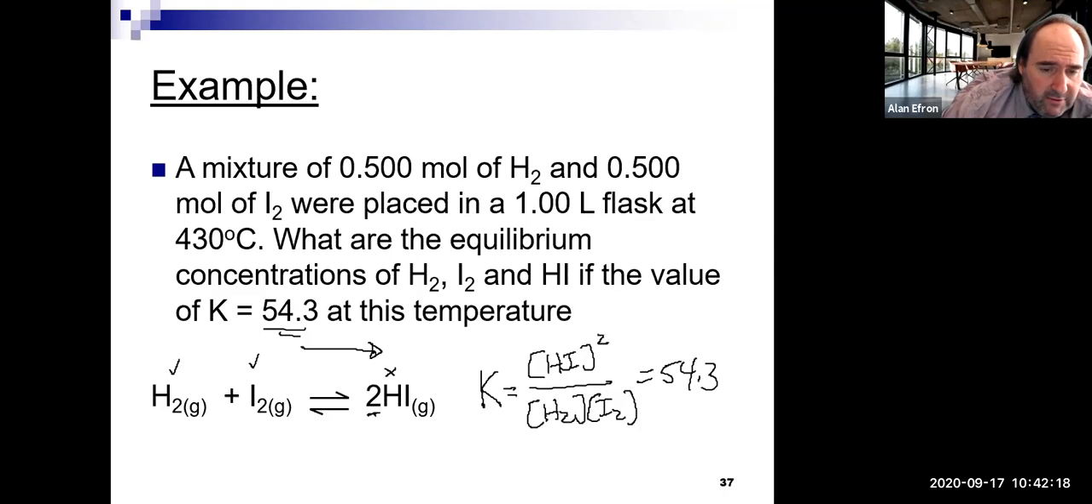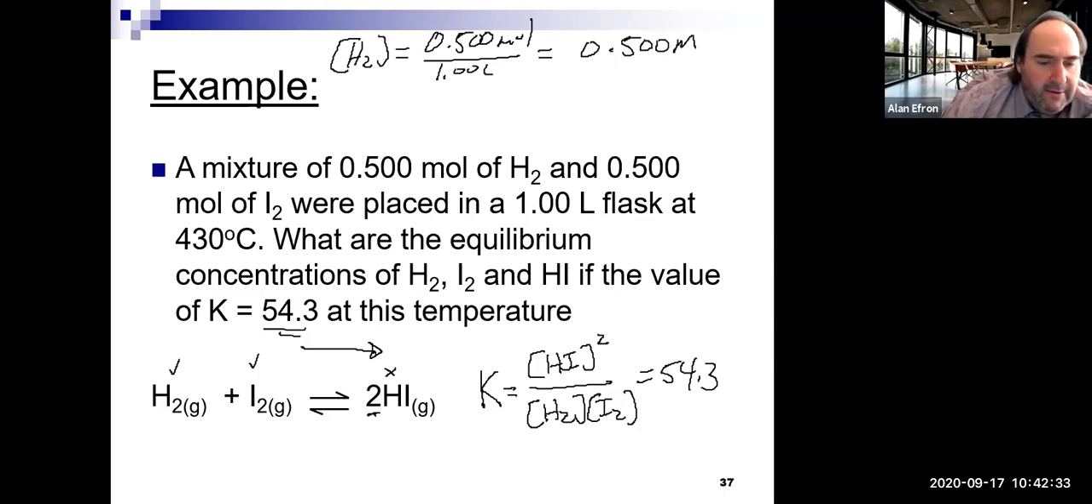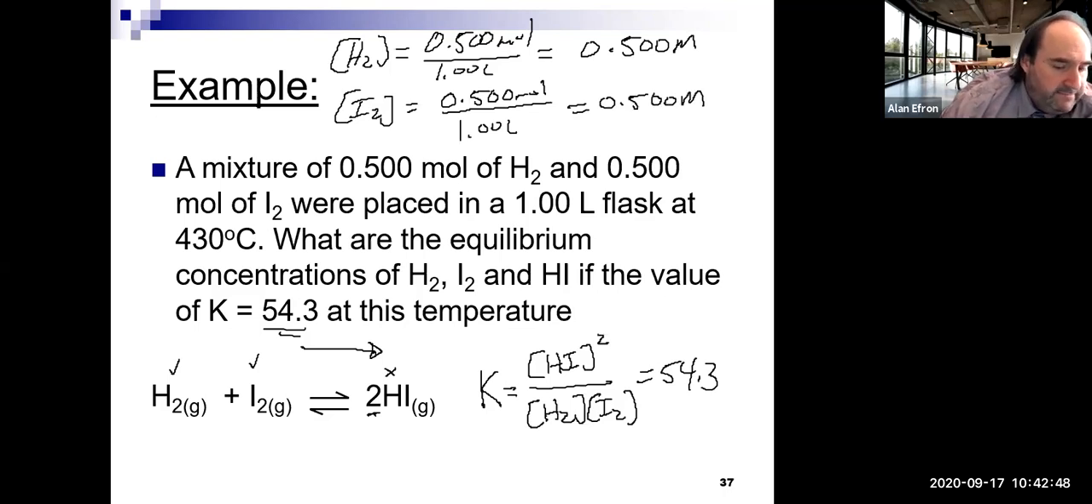So obviously, we do need the concentrations of everybody. This one's not too hard. Since H2, we got 0.5 moles, and the total volume was 1 liter, that gives us 0.5 molar. And our I2 was the same in this case: 0.5 moles divided by 1 liter equals 0.5 molar. Any questions on that so far?